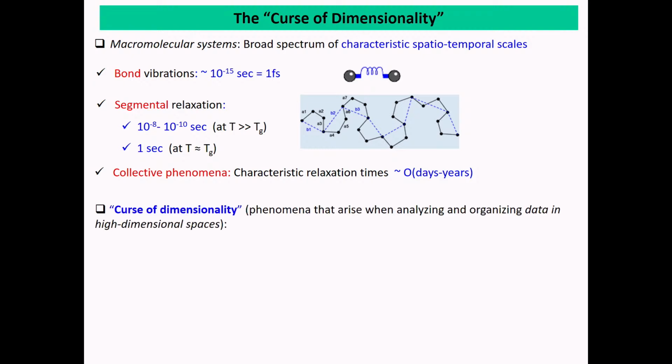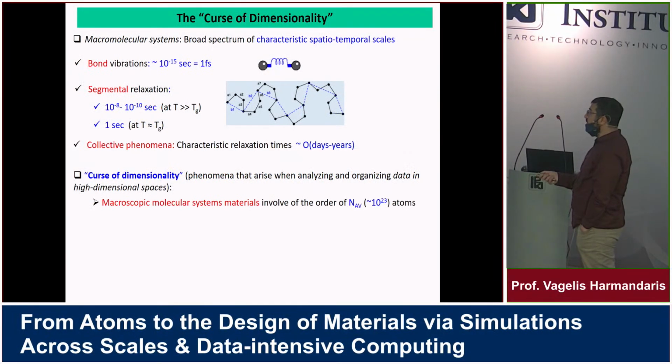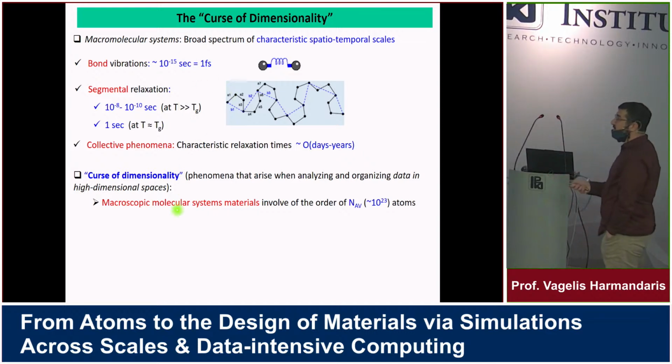And not only that, there is also another thing that characterizes the system, and this is the well-known curse of dimensionality. I'm sure that you have all heard and are aware of it. So typically with the curse of dimensionality, we describe the complexity of phenomena when analyzing and organizing data in high-dimensional spaces. So high dimensionality and non-linear interactions. Mathematically, this practically means the curse of dimensionality. And it's quite clear why this is the case for such systems.